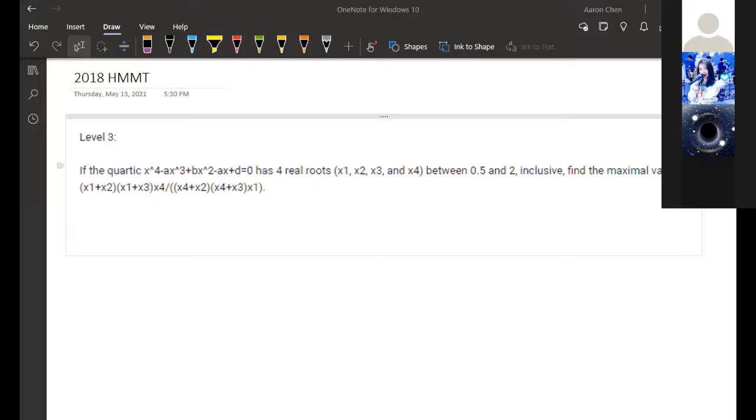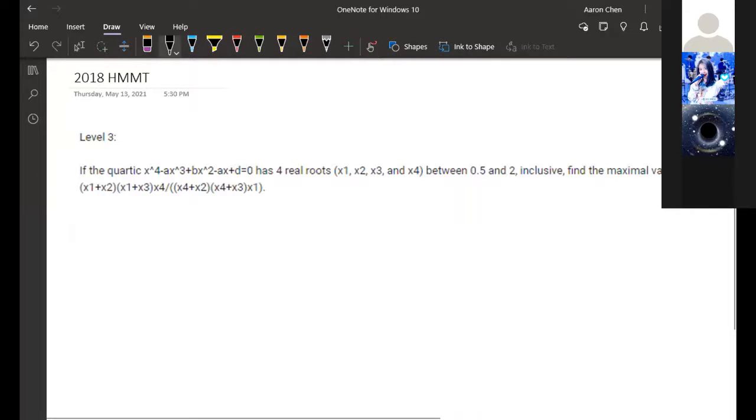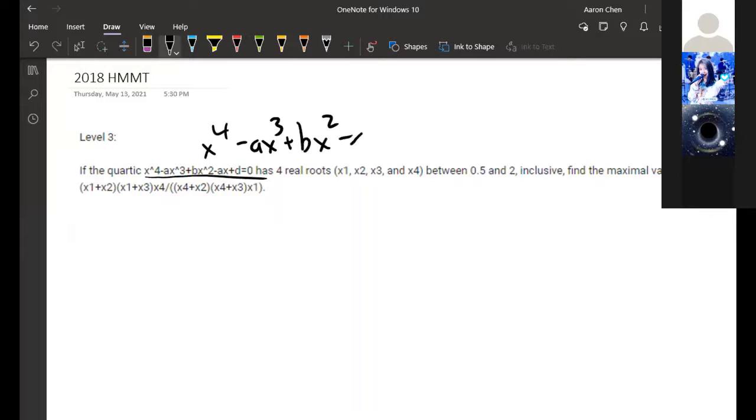Okay, so now, this is a level 3 question. You're given a quartic of this form: x to the fourth minus ax cubed plus bx squared minus ax plus b equals 0. And you're given that there are 4 real roots, and you're given a range for the values of the roots.